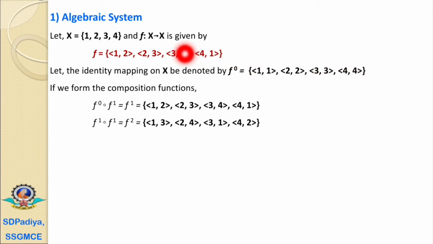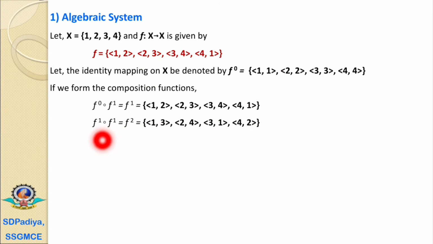If we perform the X to X mapping, then it will be (1, 2), (2, 3), (3, 4) and (4, 1). Now if we form the composition f raised to power 0 composed with f raised to power 1, then it equals the function f raised to power 1. It will equal the set of (1, 2), (2, 3), (3, 4) and (4, 1). We can check (1, 1) with (1, 2): the first is 1 and the second is 1, so it gives (1, 2).